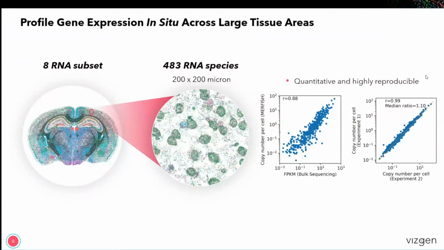In addition to getting that spatial data, what's also important is generating quantitative data and highly reproducible data as well. We have benchmarked this against an adjacent technology, bulk RNA sequencing. If we look at the graph here on the left, you can see the copy number per cell that is detected with MERFISH compared with bulk sequencing. You can see we get a very strong correlation between those two. In addition to generating quantitative data, we always want to make sure that it's highly reproducible. As you can see here, for two technical replicates, if we look at that correlation, it's very high at 0.99.